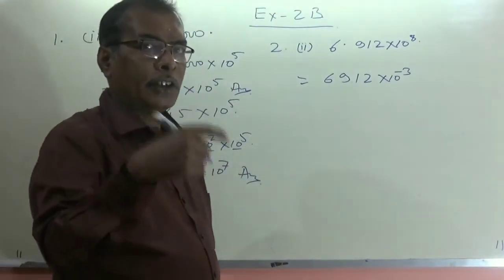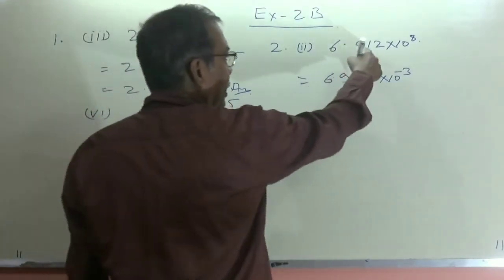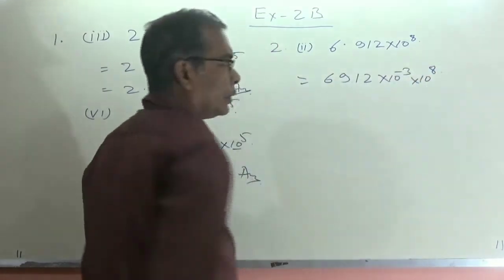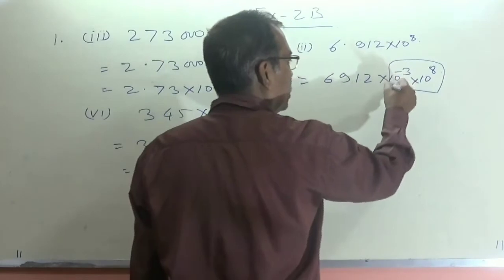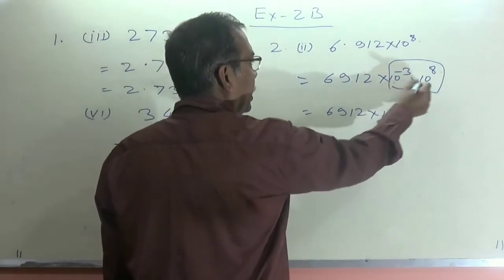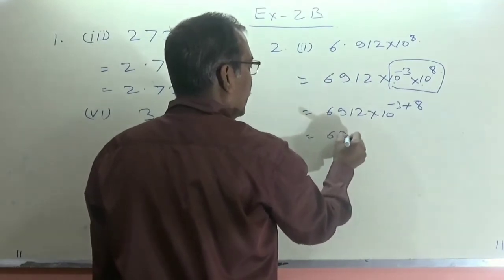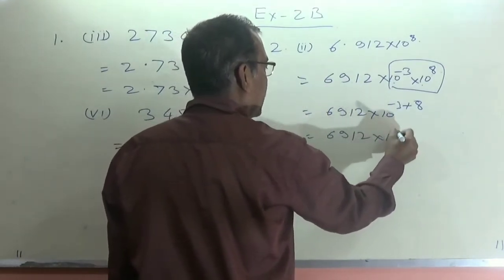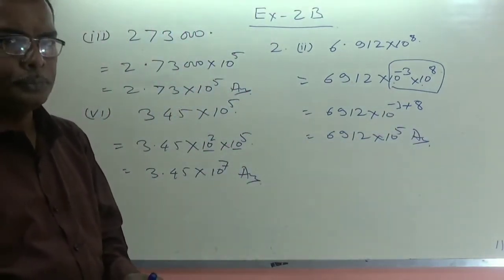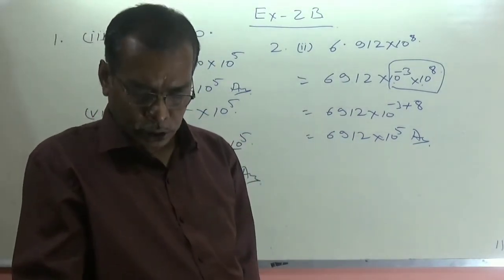I have told you that if it is jumping to the right hand side, then the power is minus, by the number of digits it jumps. 3 digits, into 10 to the power minus 3. And 10 to the power plus 8 is already there. Now simplification is required here. So this is equal to 6912 into 10 to the power, bases are equal, powers should be added, that is minus 3 plus 8, which is equal to 6912 into 10 to the power plus 5, and that will be your answer. Fine? So this type of question you will find in question number 2.